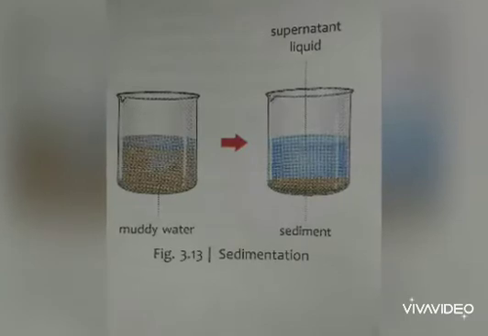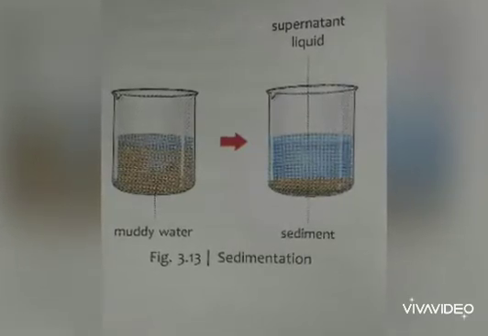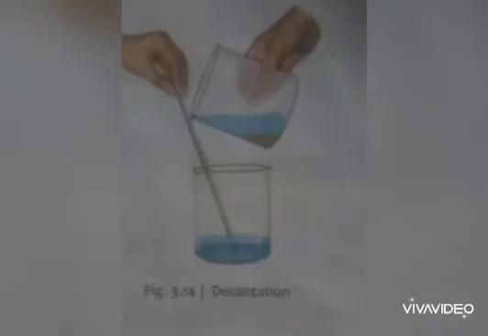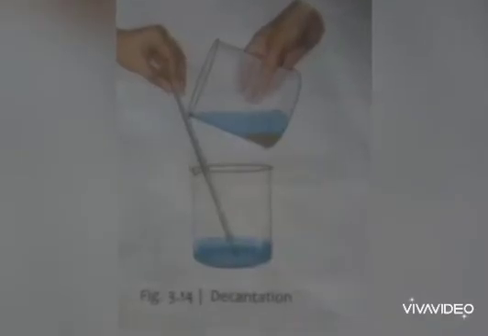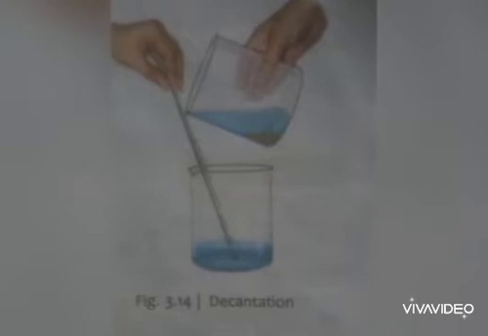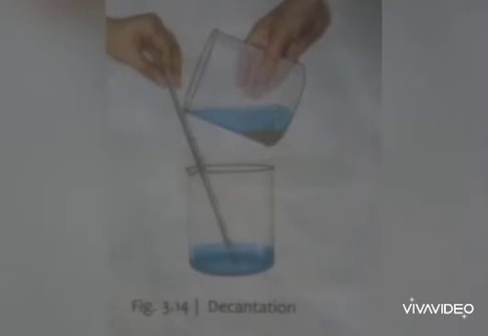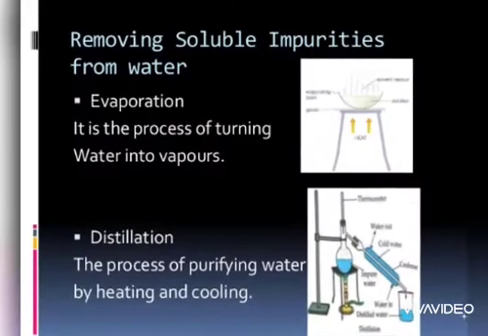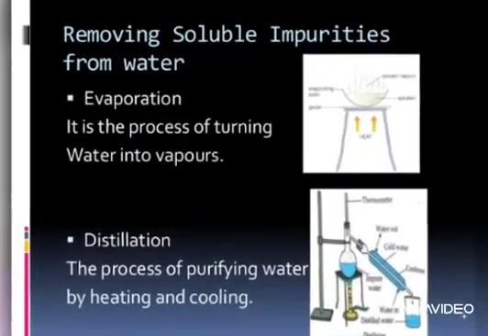Then second, we have sedimentation. If you collect some muddy water, you can separate the sediments of sand and soil from it. Then you can decant it in some other vessel. You can pour it in some other vessel. This process is decantation.